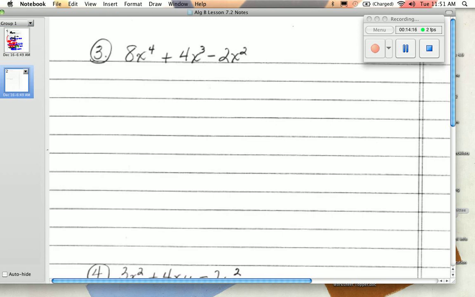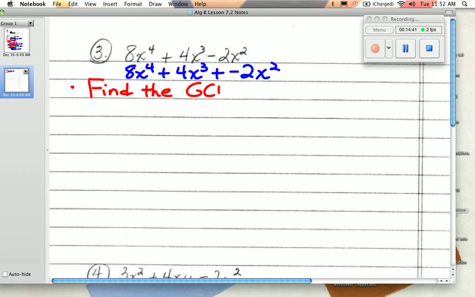Okay, what's our first move going to be? Add the opposite. Oh yeah, we gotta do that. 8x to the 4th. You guys are so good about remembering that. Add the opposite. And find the GCF. Okay, now we're gonna find the GCF. So let's make that little note here. Find the GCF of the polynomial.